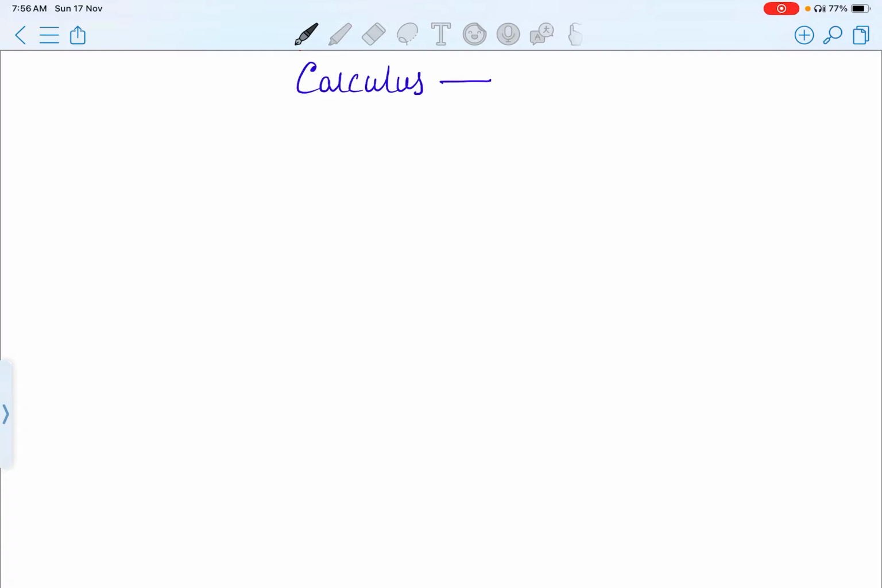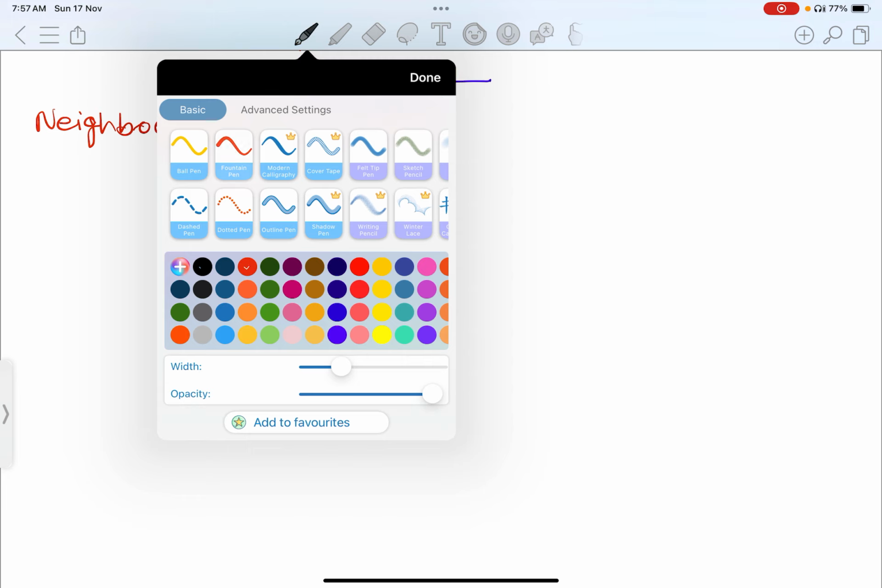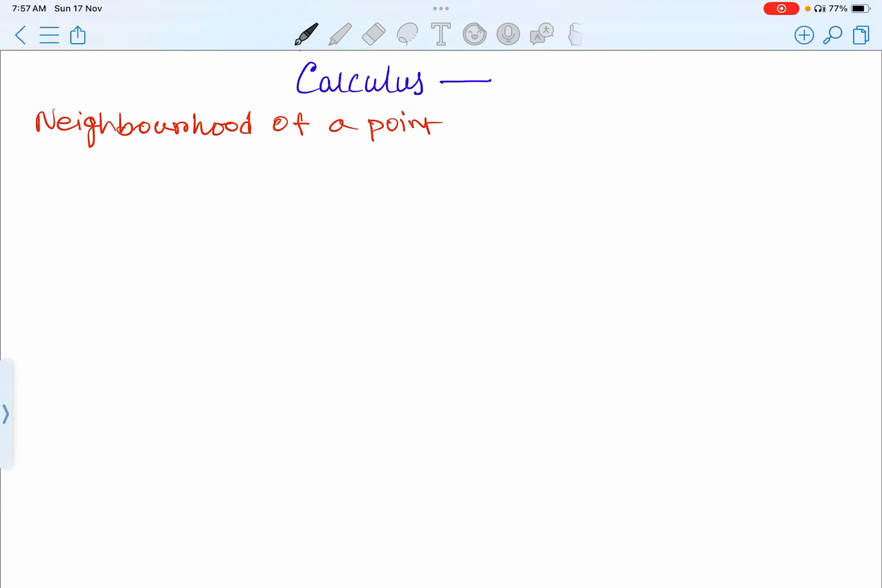Today I am starting with the basics of calculus. Okay. First I am defining some basic definitions, and then we can understand the meaning of those definitions. Okay. Let's start. The first definition: neighborhood of a point. Okay. So first I write the mathematical definition, then I can explain.